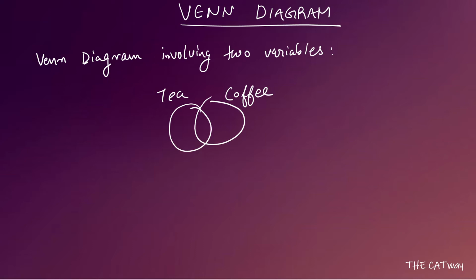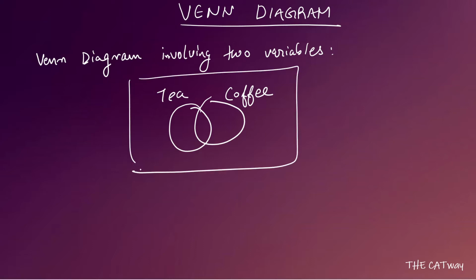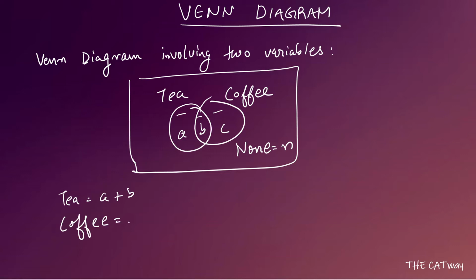Okay, and all of this is under a universal set in which, apart from tea and coffee, there are some people who like none. Those who like none are represented by n, and in these three portions we represent them by a, b and c. Now a few things you should know: people who like tea will be a plus b. People who like coffee would be b plus c. If there are people who like none, then it will be counted as n.